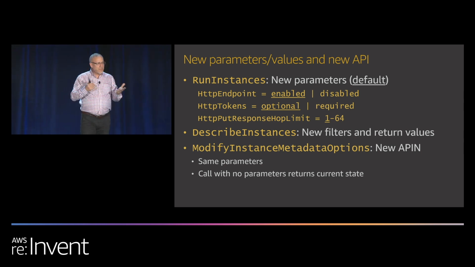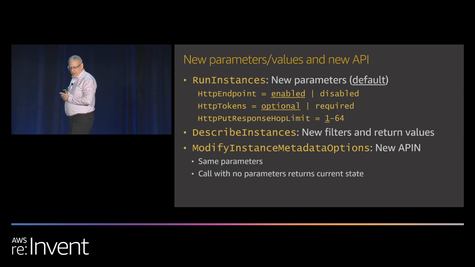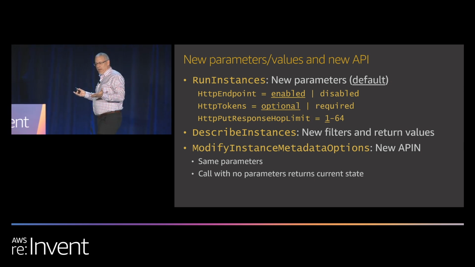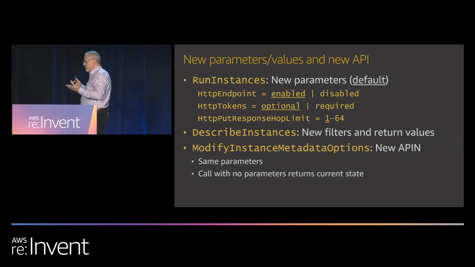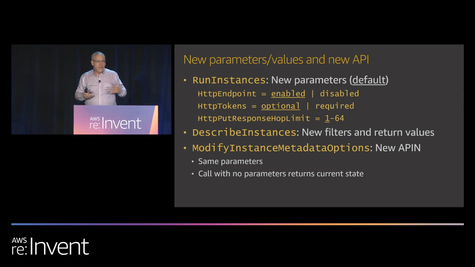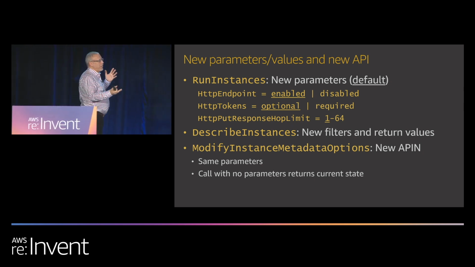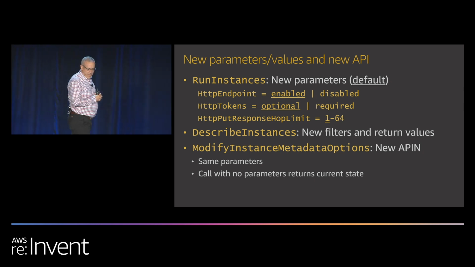So first of all, run instances has new parameters. You have defaults, which result in the standard old behavior. Version 1 will be there, service is enabled. The hop count is 1 because, again, that only applies when you're upgrading. So it can be the most restrictive and not cause any problems. Because remember, you're not going to use this until you start testing, right?